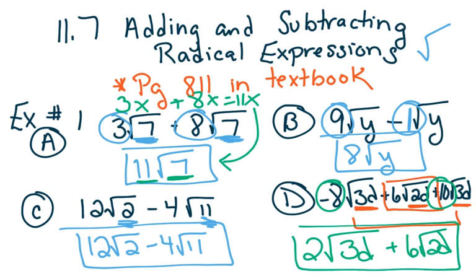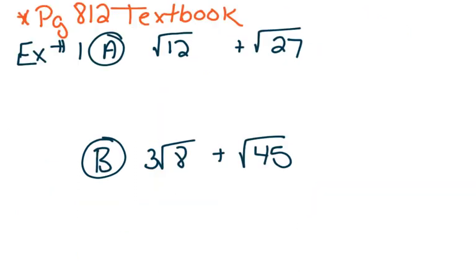All right, so let's go ahead and flip the page in your textbook. So we are on 812, and we are going to do example number 2, and we're going to go all through the 4 of them, okay? So example number 1a, we have the square root of 12 plus the square root of 27. Now, this is the first time that these numbers aren't the same underneath there, and they're not simplified.